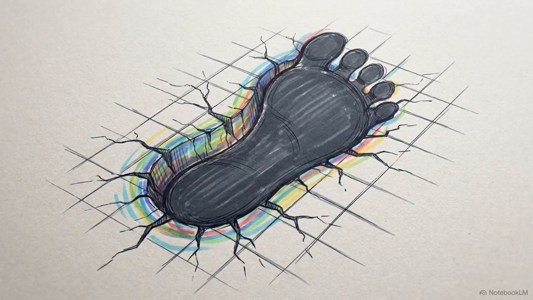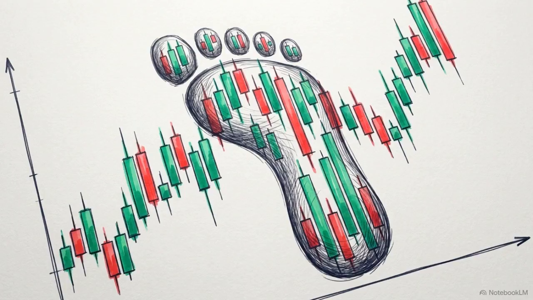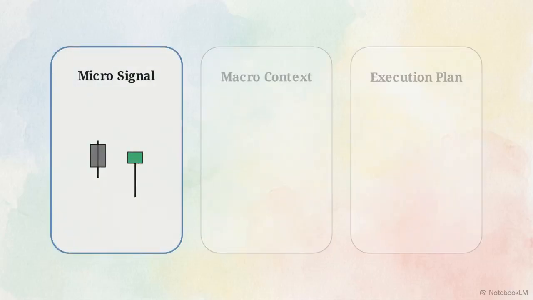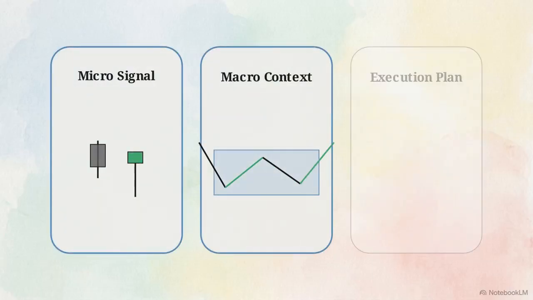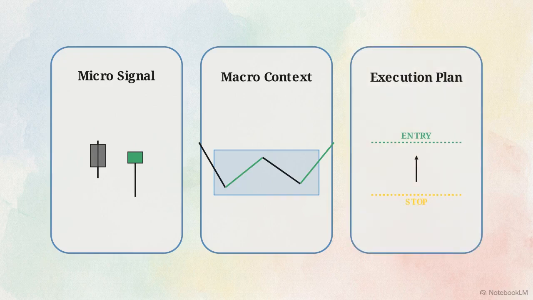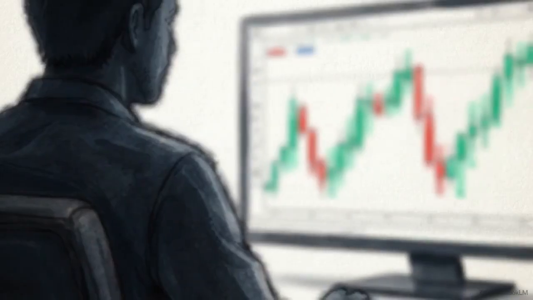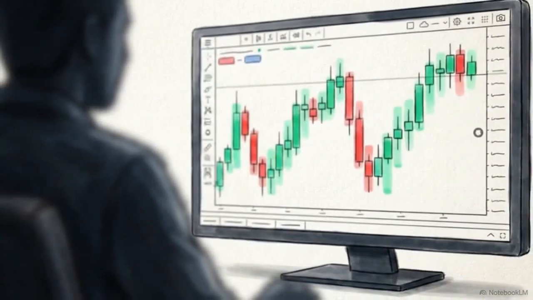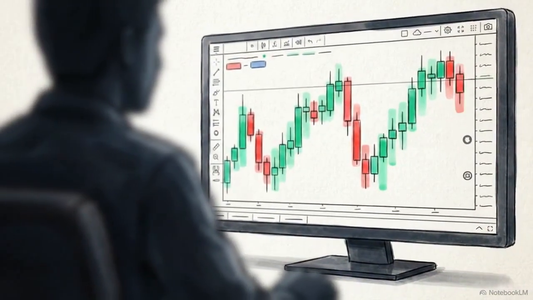Because this volume is so massive, it cannot be hidden. It creates structural footprints that are visible directly on the price chart. Tracking these players requires a three-step framework: identifying the microsignal, checking the macro context, and following a strict execution plan. Shifting your focus from predicting the future to reacting to this institutional evidence changes how you interact with the chart.